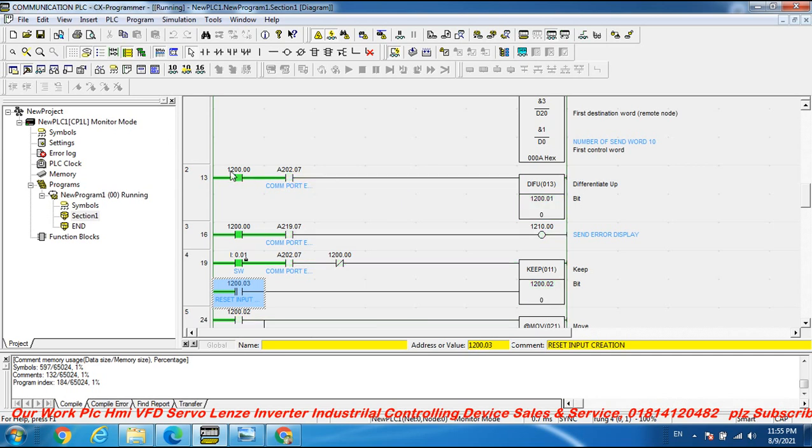And bit 1200.00 and 202.07 communication port enable and differential up bit, 1200.01 on off, and 1200 bit open contact, and A219.07 is the communication port error flag. This is important.